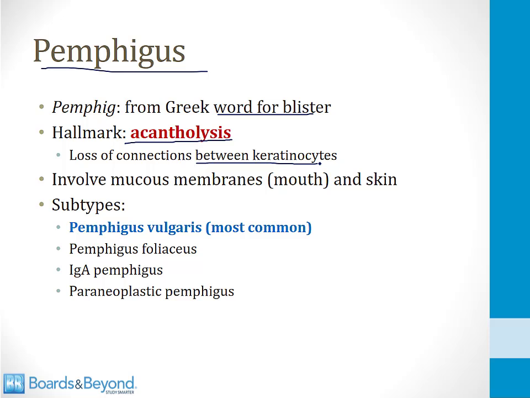In addition to the skin, pemphigus also involves mucous membranes, especially in the mouth, and this is an easy way to recognize pemphigus in a board question. And there are a number of subtypes of pemphigus, but the only one we're going to talk about in this video is pemphigus vulgaris. If you don't know this, the word vulgaris means common, and therefore pemphigus vulgaris is the most common form of the pemphigus disorders.